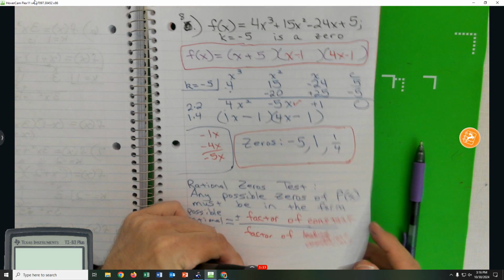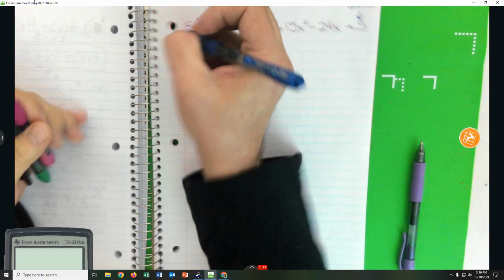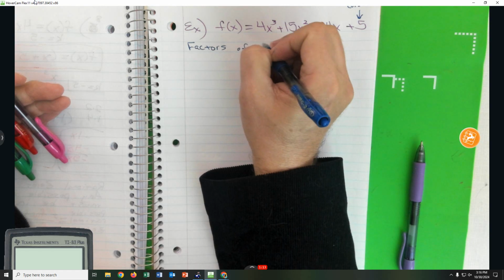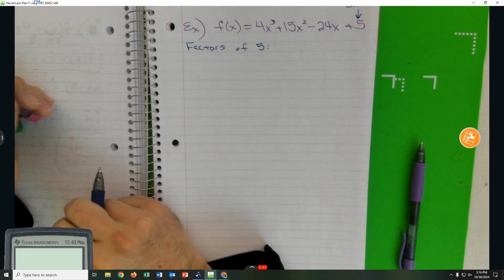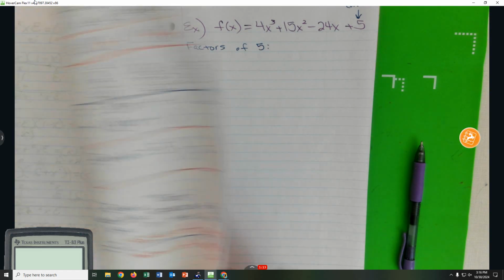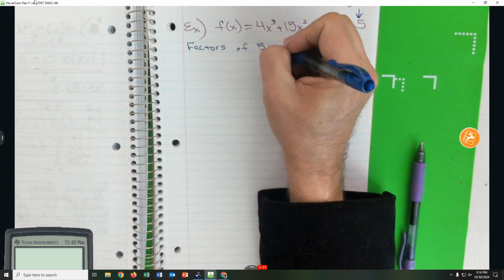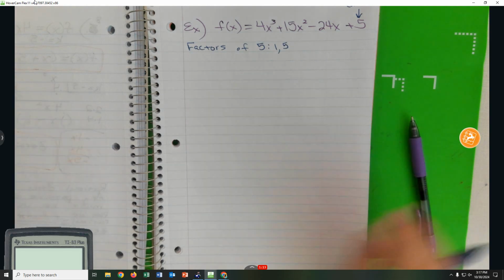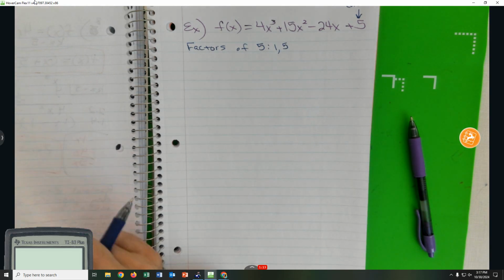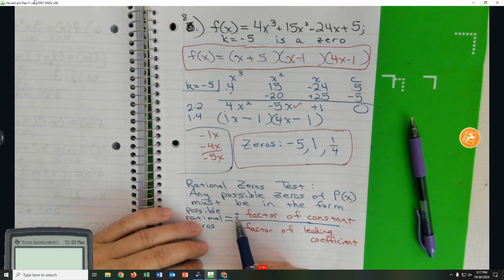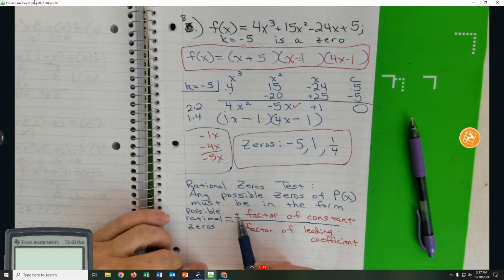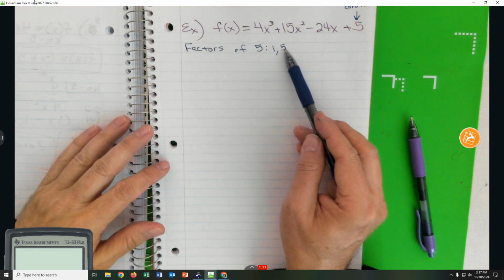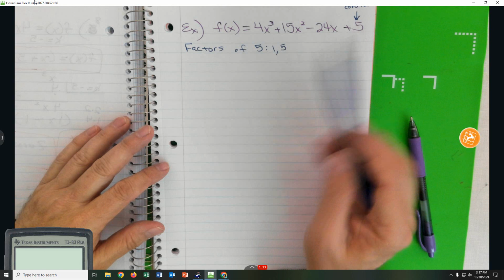So let's write out the factors of 5. This is pretty nice. The factors of 5 are just 1 and 5. And you say, well, negative 1 times negative 5 gives you a positive 5. That's right. But the plus minus that we have here in front takes care of all the sign changes. So all you have to do is write out the positive integer factors of 5. That's what's going to be on top.